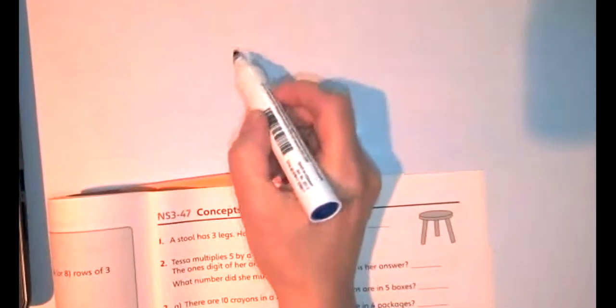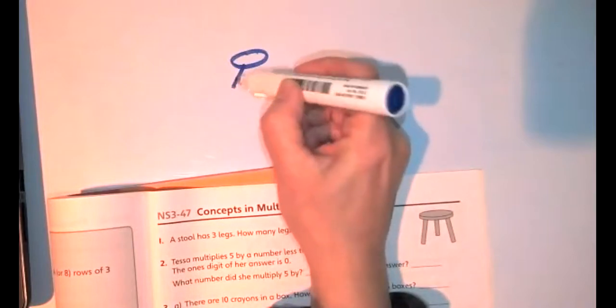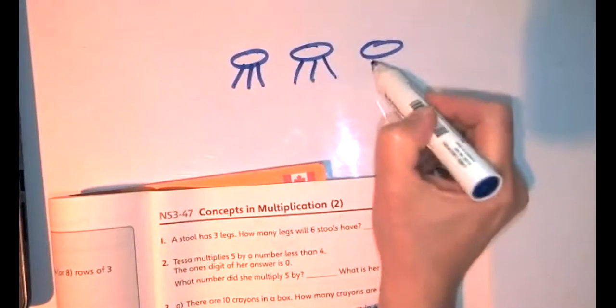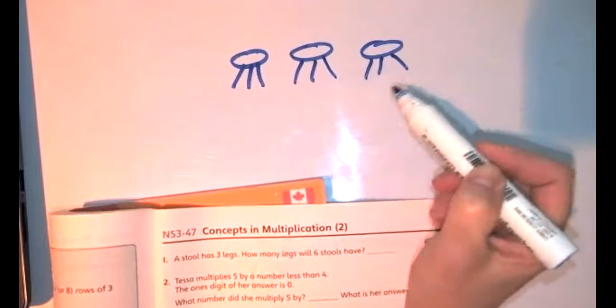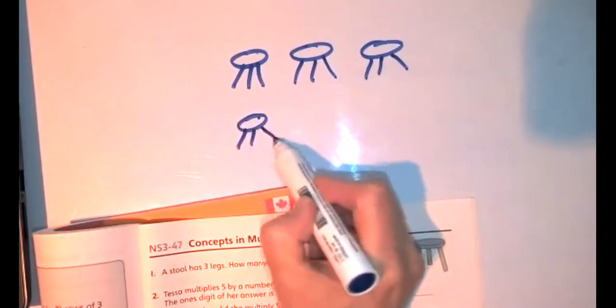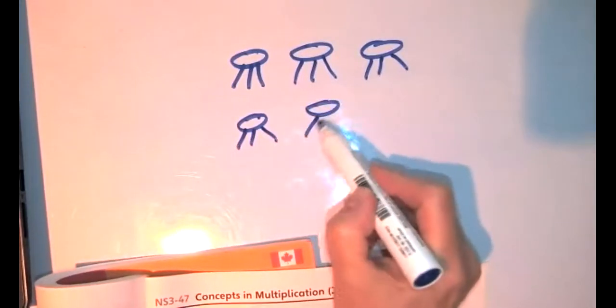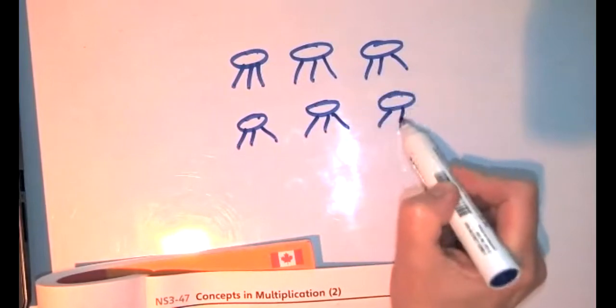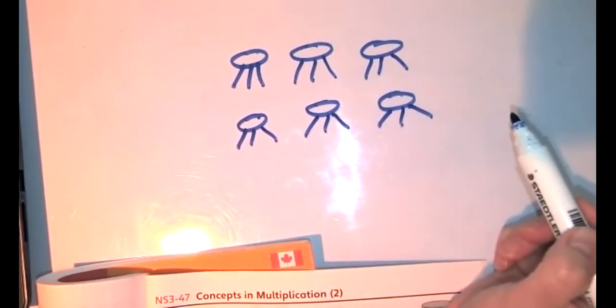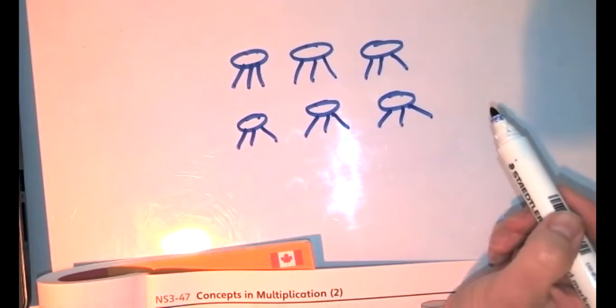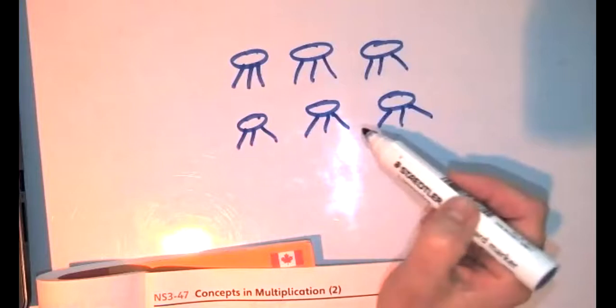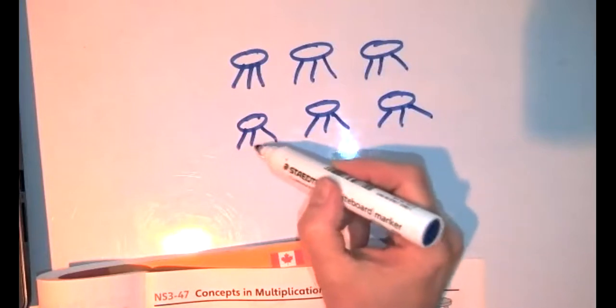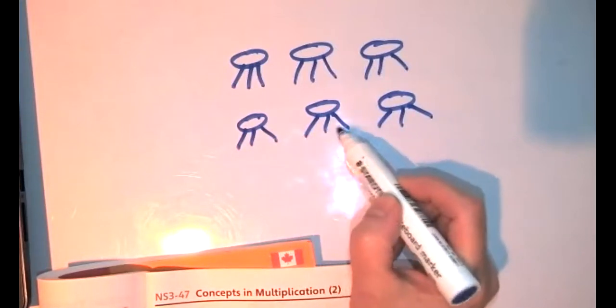So I'm just going to draw a stool. There's 1 stool. Mine aren't going to be as nice. 2, 3, because there's 6 stools, so I'm going to draw a 6. 4, 5, 6. These kind of look like little alien spaceships or spiders with some missing legs. Okay, but anyway, so there is 6, and each one has 1, 2, 3. So it's 3 plus 3 plus 3.